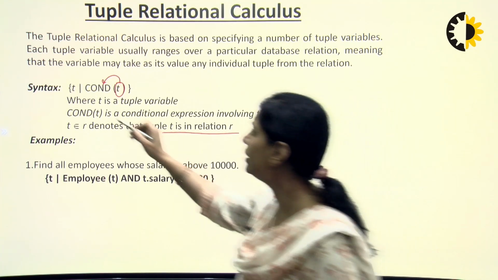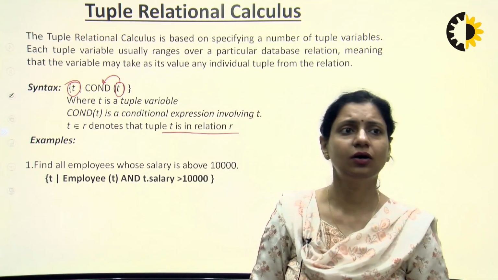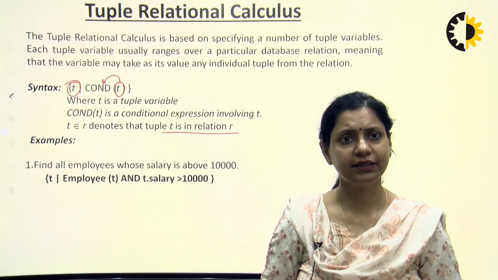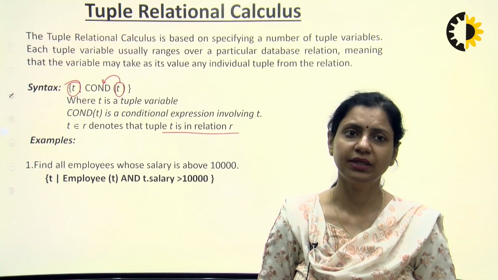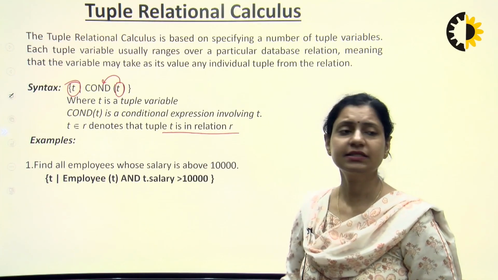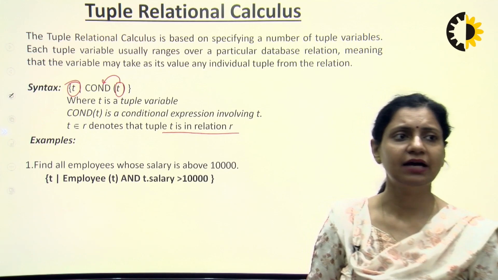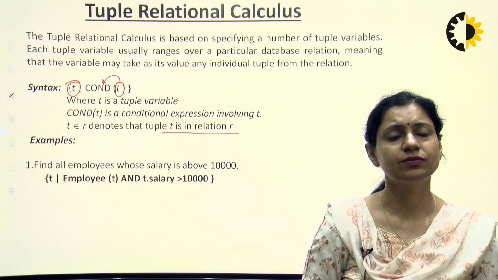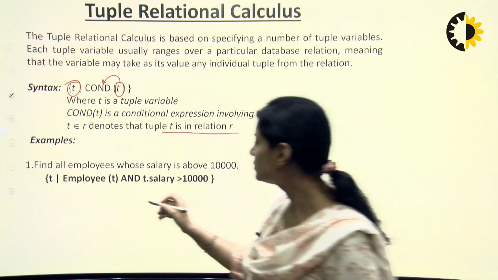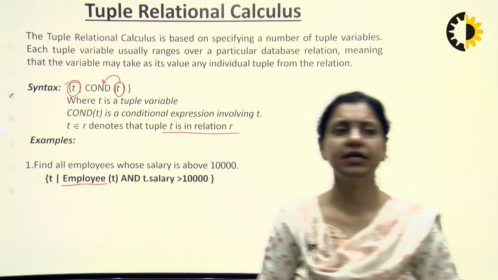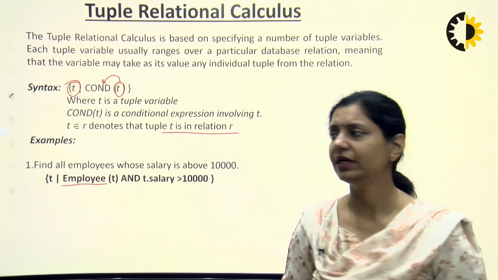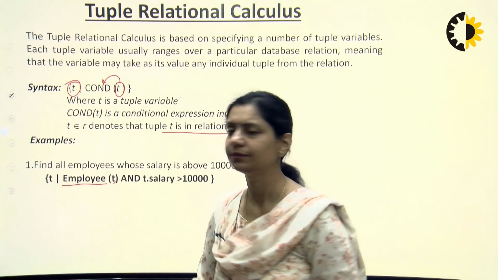We identify all those tuple variables with a letter or a variable as T normally, but you can use any variable of your choice. So let's take an example. The first example that we have is we need to find all those employees whose salary is above 10,000. In that case, suppose we have the relation as employee. For this employee, because we are fetching a tuple, we have created a tuple variable as T.